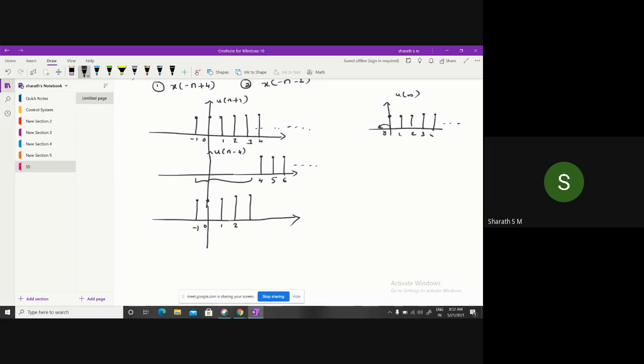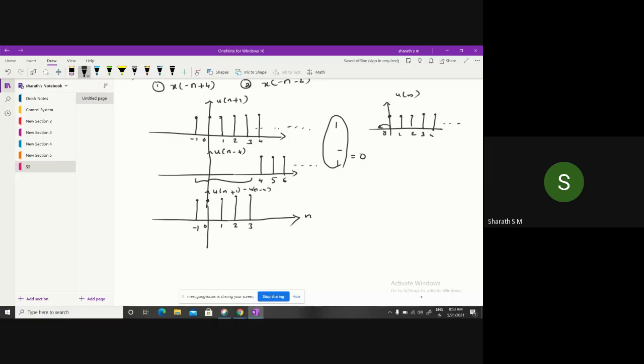So there is minus 1, 0, 1, 2, 3. From 4 to infinity, here also we have an amplitude level of 1, and here also an amplitude level of 1. So these two we are going to subtract, so that is equal to 0. From 4 to infinity, it is going to be equal to 0. So this is u of n plus 1 minus u of n minus 4.